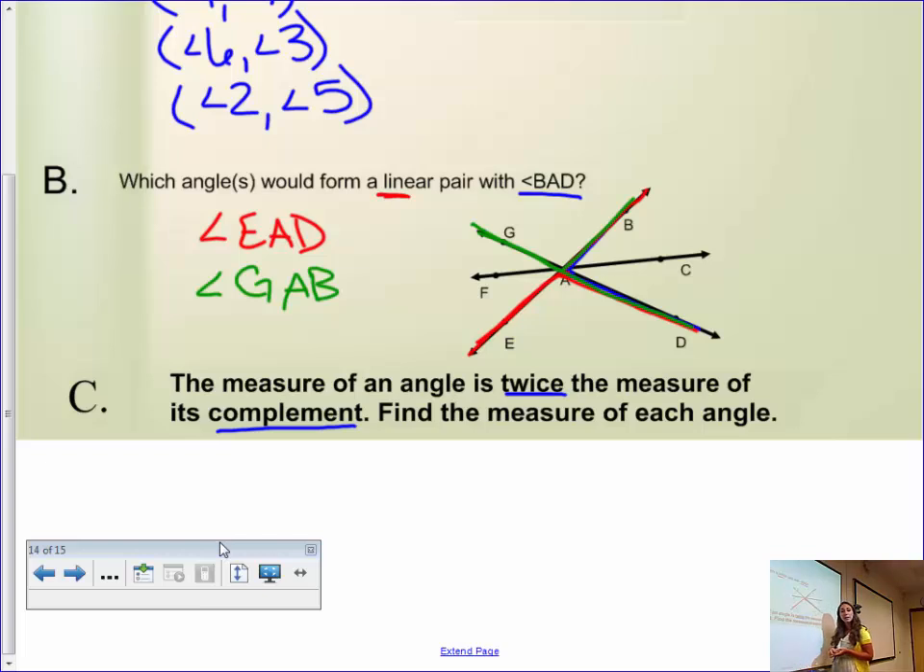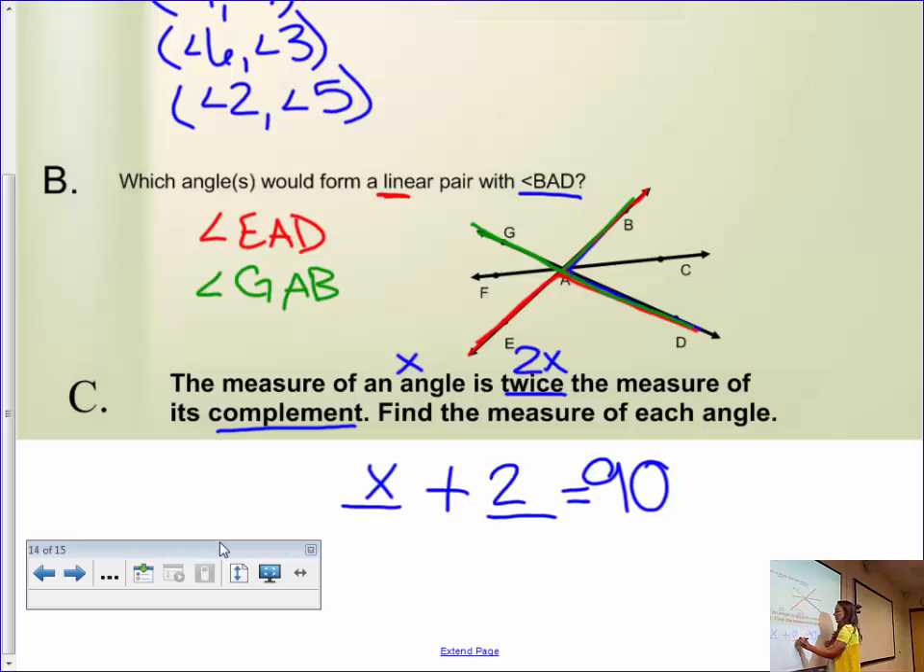So remember, complementary angles are 2 angles, so I'm just going to put little fill in the blanks here, that should add up to equal 90 degrees, because that's what a complement is. It says find the measure of each angle. Well, we need to figure out what represents both angles. It says the measure of one angle is twice the other. So we know one angle is x, and then twice the other is represented by 2x.